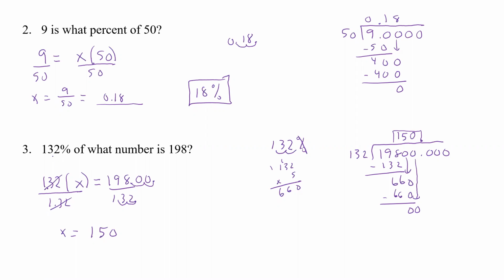Okay, so does this make sense? 132% of 150 is 198. So we want a number that's going to be greater than 100% of 150 to get 198. Yeah, that makes sense. So it seems like we have the correct answer there.